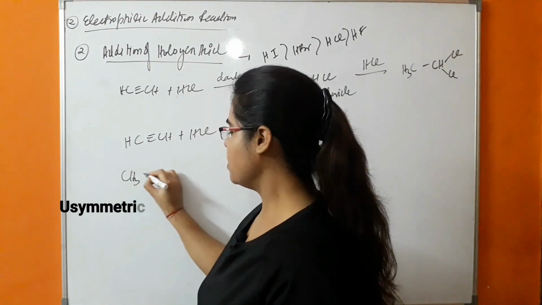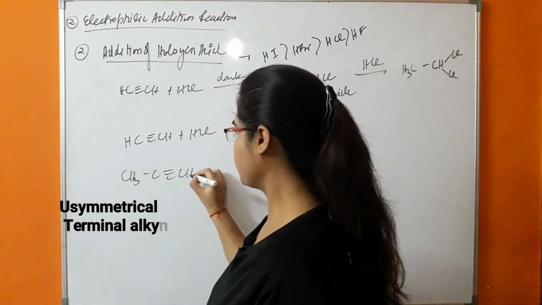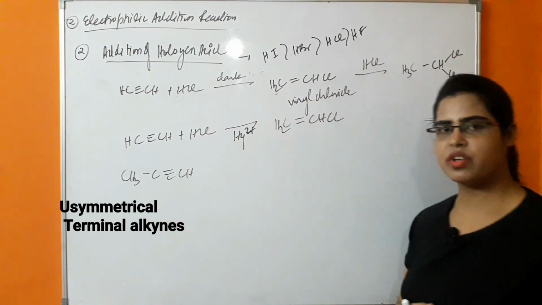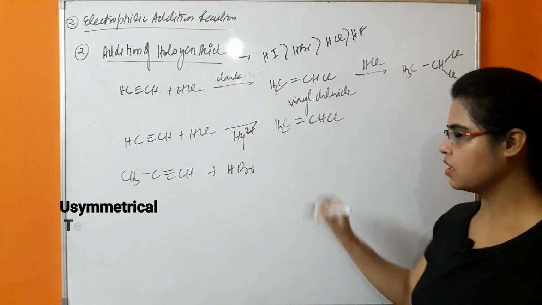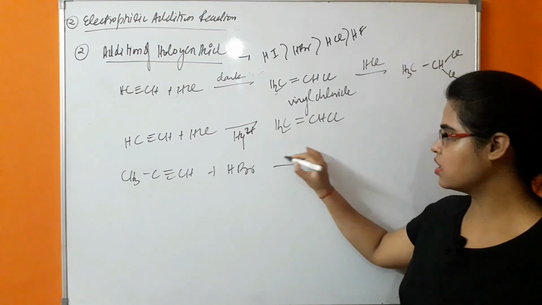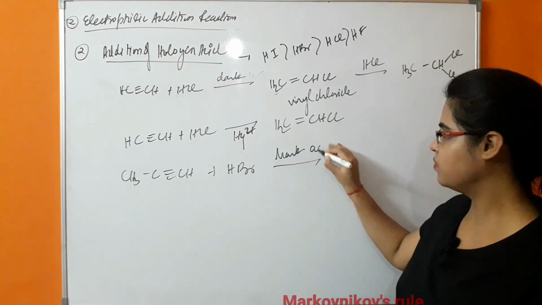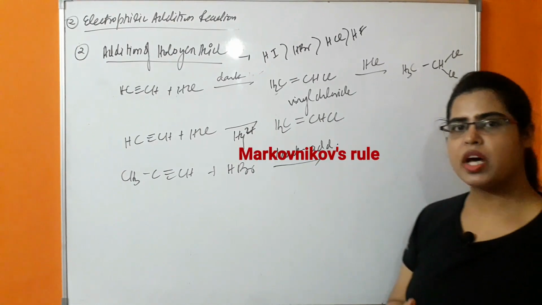In the case of unsymmetrical alkynes, when halogen acid is reacted, this reaction is following the Markovnikov addition. We know what is Markovnikov addition.